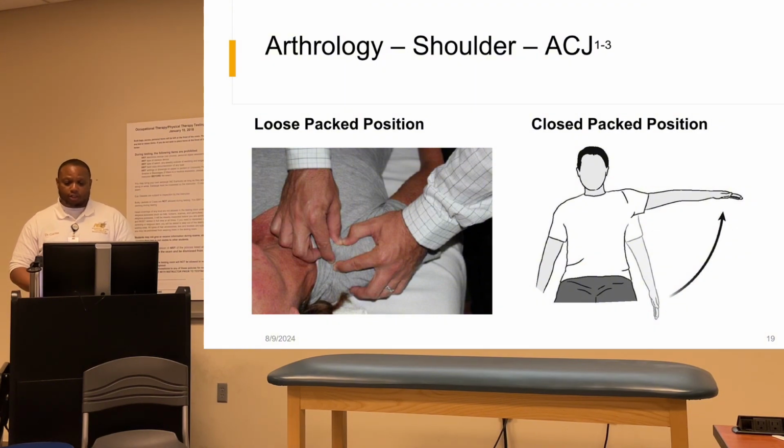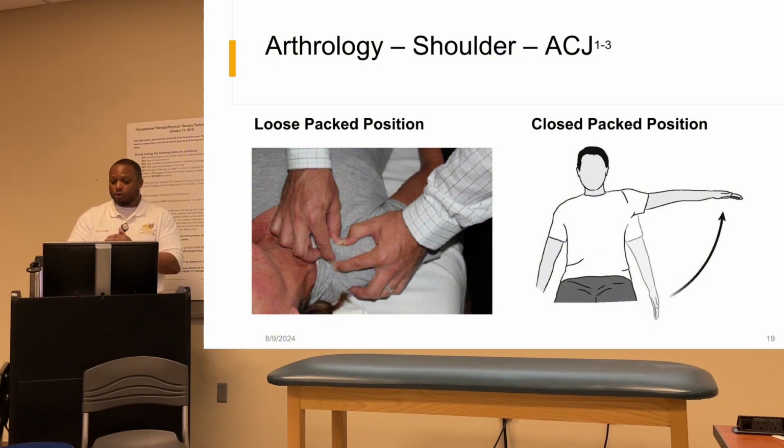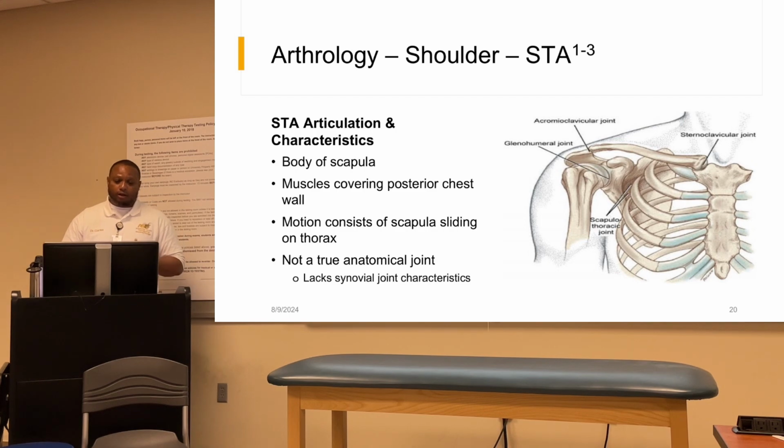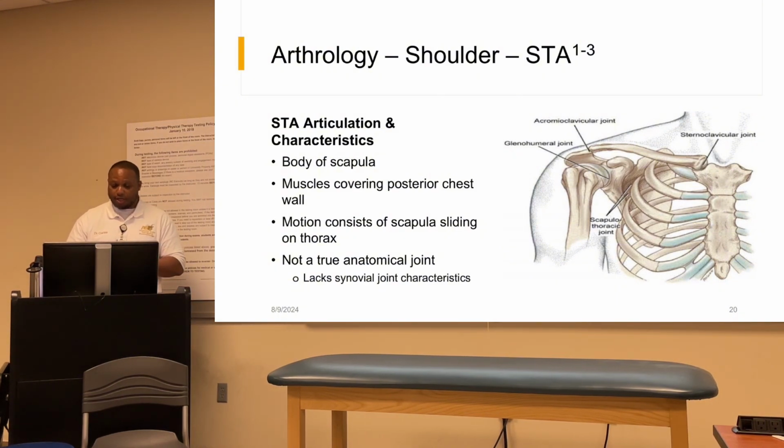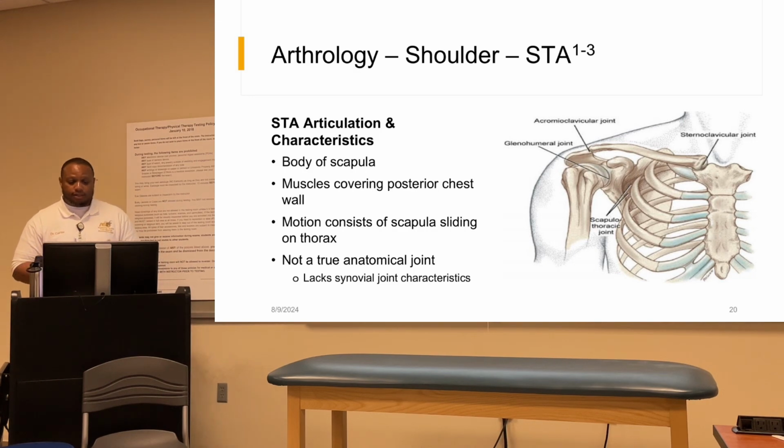So the closed pack position is when the joint is at its most congruent position. Now we're talking about the arthrology of the shoulder, the scapulothoracic articulation. So what do we have? We have the body of the scapula articulating with muscles covering the posterior chest wall. The motions consist of the scapula sliding on the thorax.